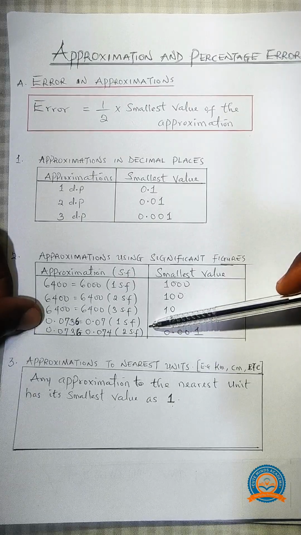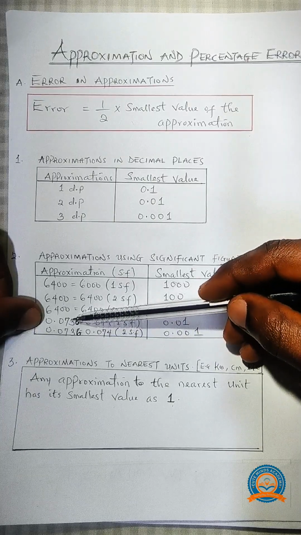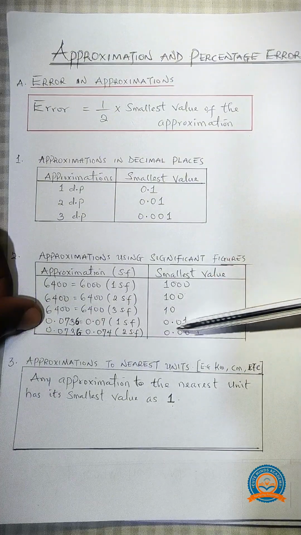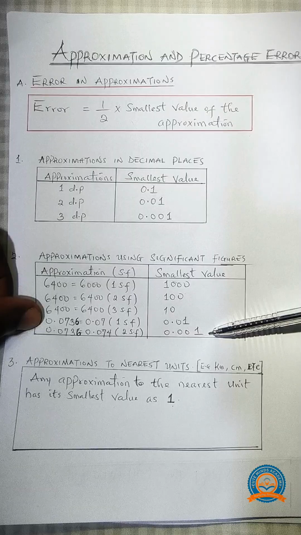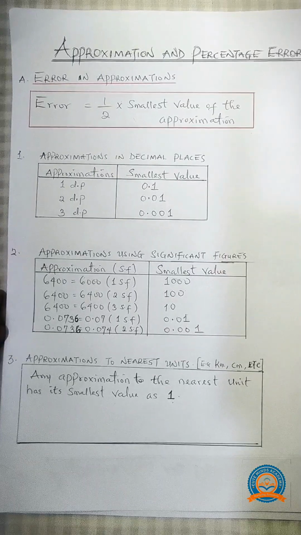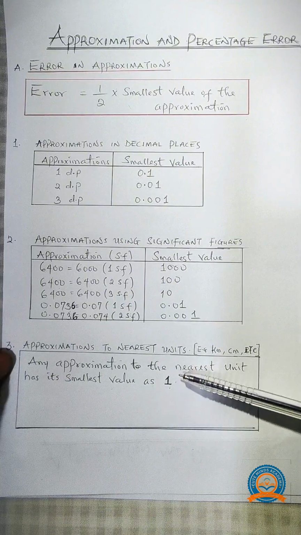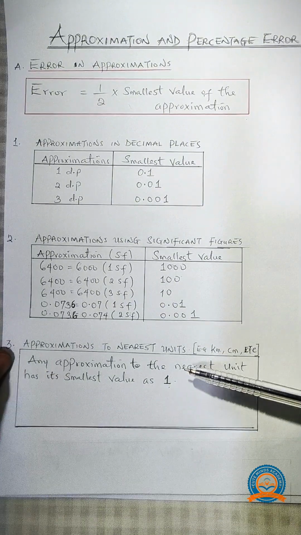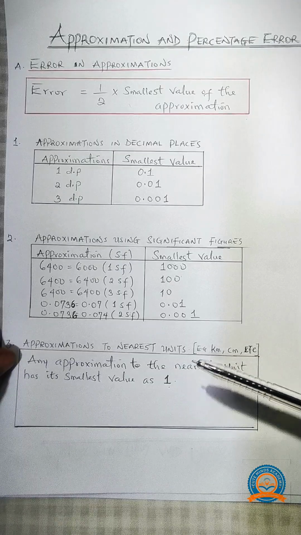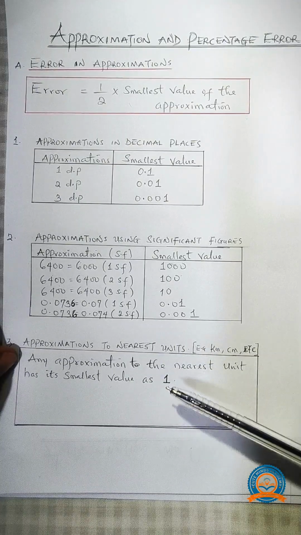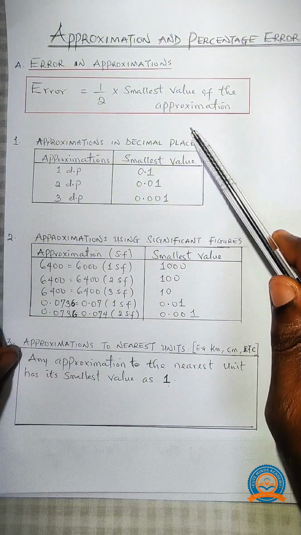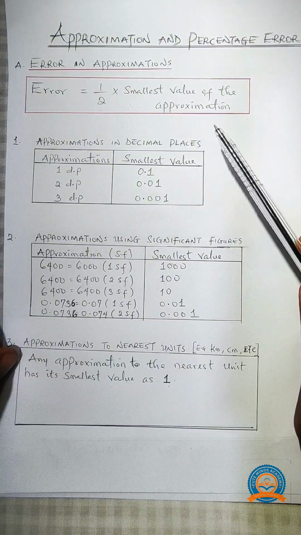While to two significant figures, we should be rounding up this 3. That's the thousandths position. So the smallest value for that approximation will be 0.001. If we have approximation given to the nearest unit, say to the nearest centimeter, or to the nearest kilometer, then the smallest value of such approximation is going to be 1. That's what we use when we are trying to calculate the error in that approximation.